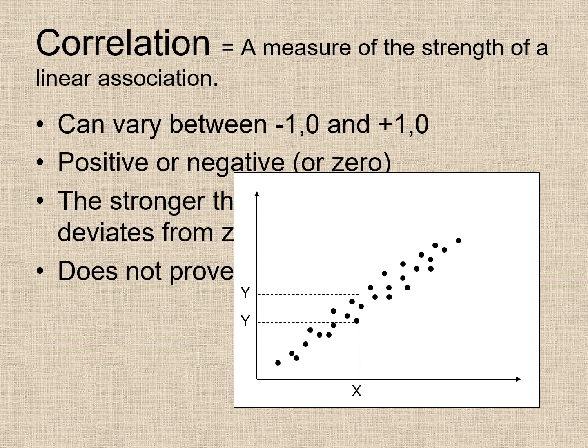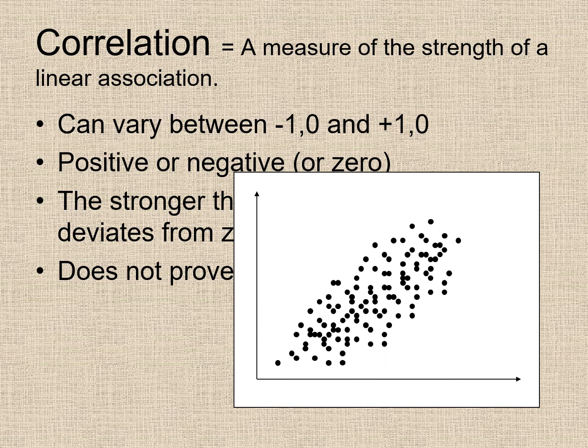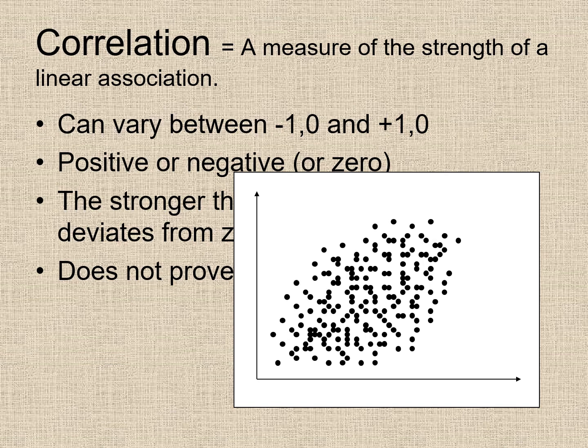So if it looks like this, correlation of maybe plus 0.9. If we get more scatter, if it looks like this, might be a correlation of plus 0.7, something like that, and even more scatter. So here we have a weak positive correlation of maybe 0.2, and complete scatter, no linear association. The correlation would be close to 0.